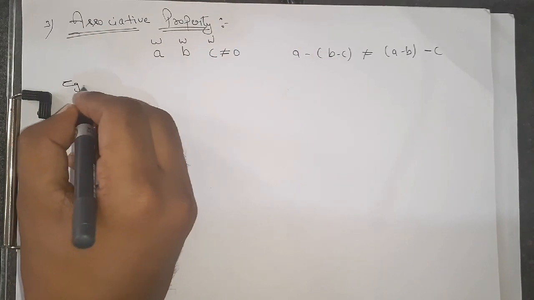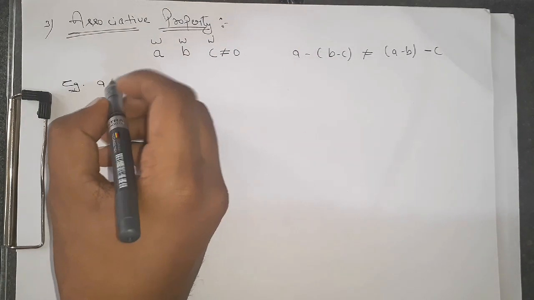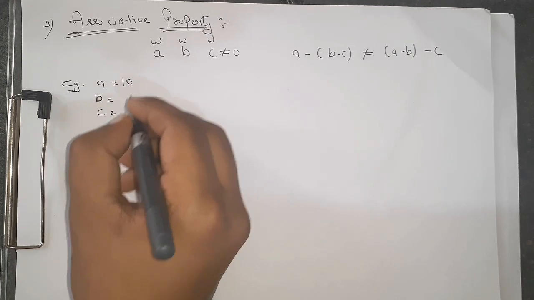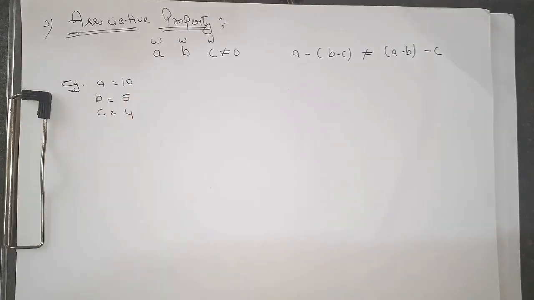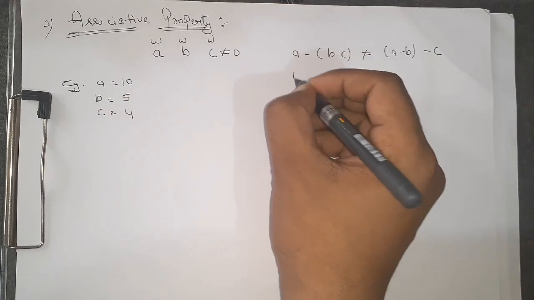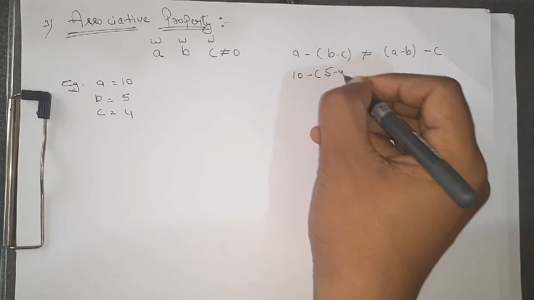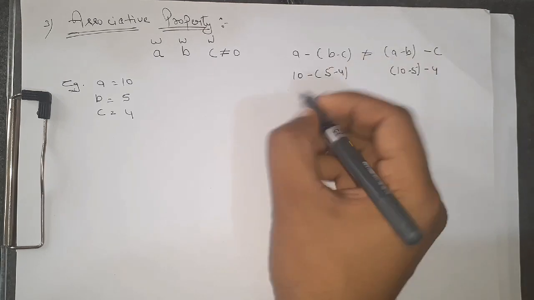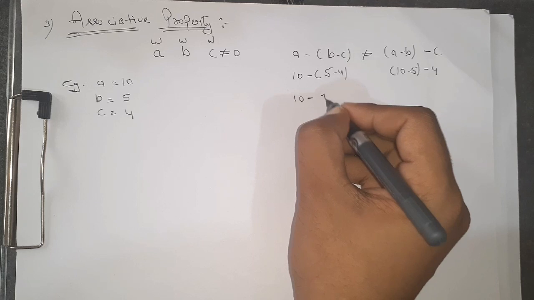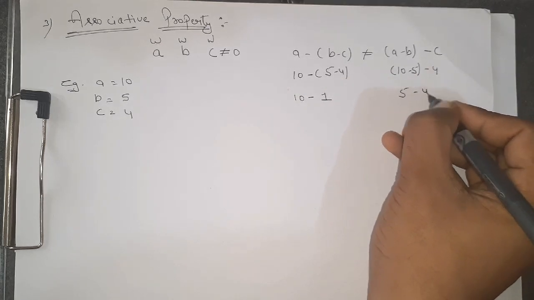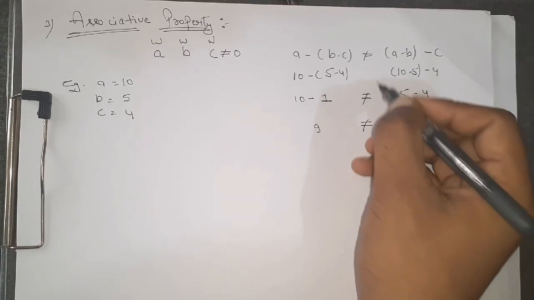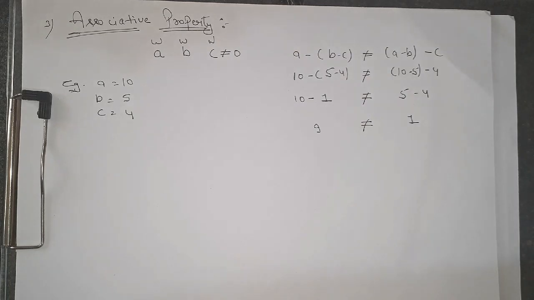So let's understand it with the help of an example. If a is taken as 10, b is taken as 5 and c is taken as 4. Putting here 10 minus (5 minus 4) and (10 minus 5) minus 4. So 5 minus 4 is 1, and 10 minus 1 is 9. And 10 minus 5 is 5, and 5 minus 4 is 1. So they are not equal. This is how the associative property of subtraction works.